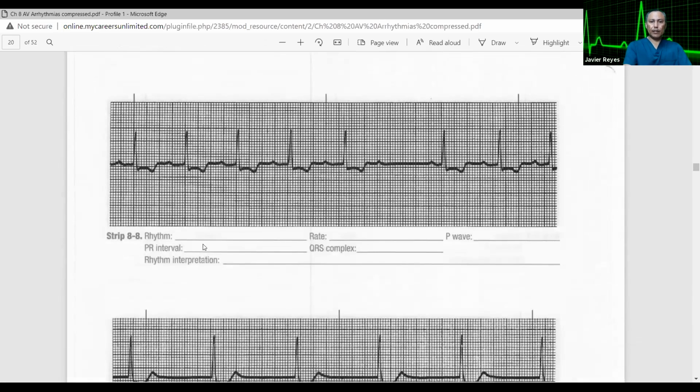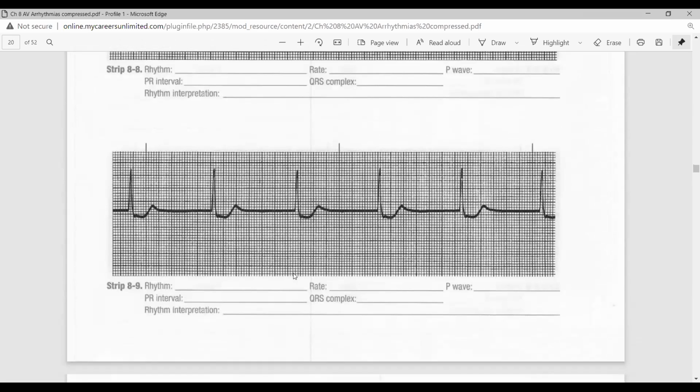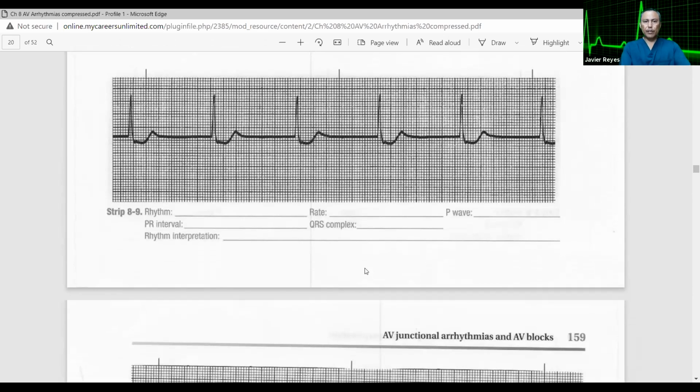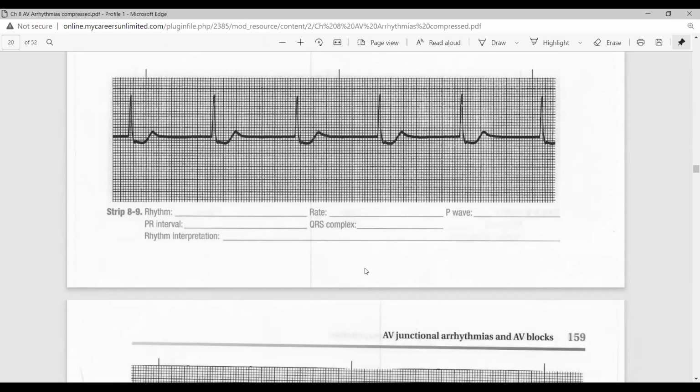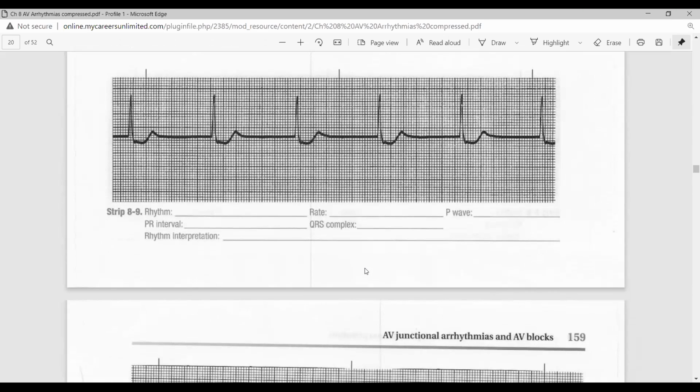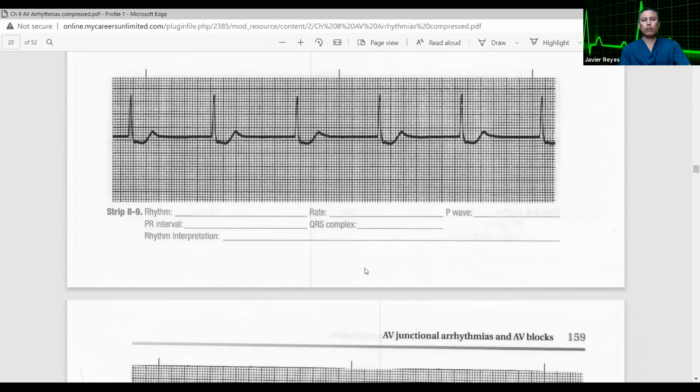Very good. Do you have a good idea what this one is, of junctional rhythms now? You understand, you know how to spot them right away, right? What about this one? Where's the P wave? After. And what do you call this rhythm?